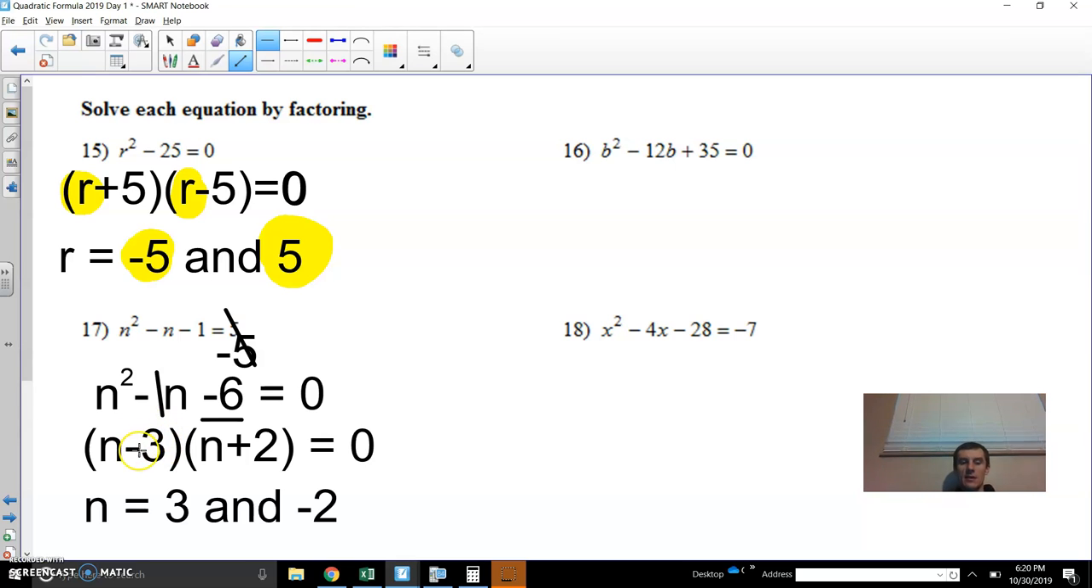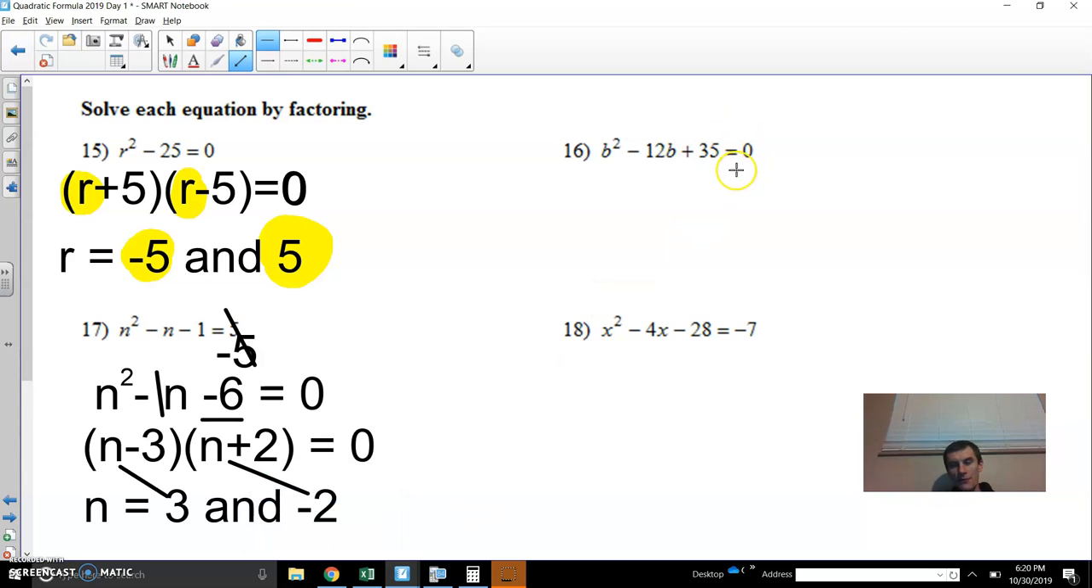And so that would be n minus 3 and n plus 2. We'll then figure out what values make those 0. 3 minus 3 is 0. Negative 2 plus 2 is 0. So that would be the two zeros or solutions for number 17.